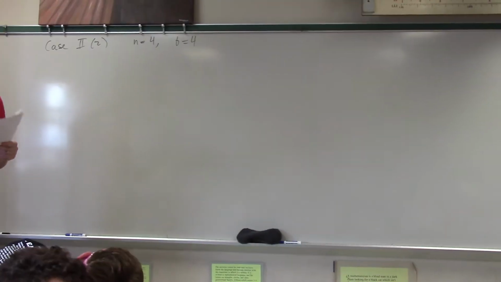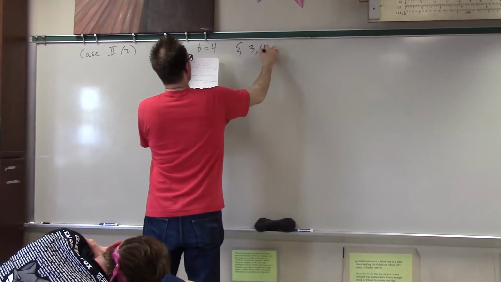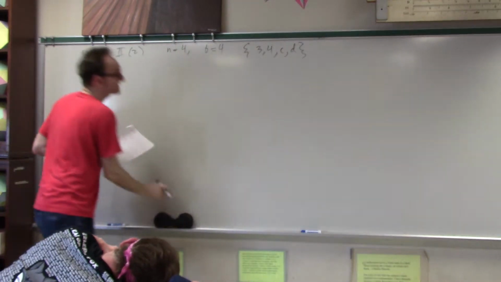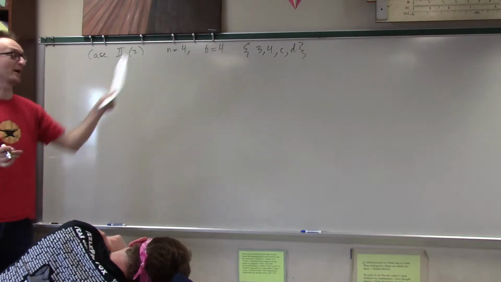All right, here we go. Case 2-2. Case 2-2 is when n is 4, but now b is 4, because we already knew there had to be a triangle. And so what does it look like? It looks like 3,4,C,D. There is a triangle, and the next biggest shape is a square.